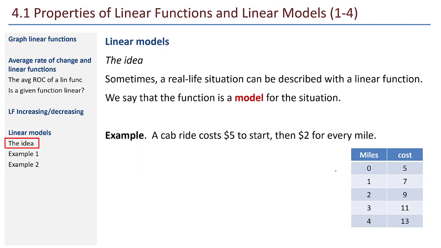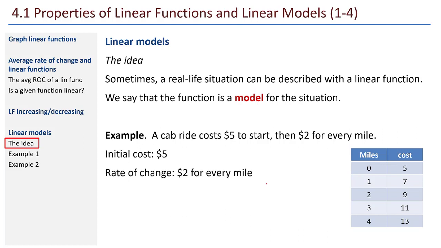Drawing out a quick chart might look something like this. Traveling 0 miles will cost me $5, but then after 1 mile, the total cost is 7. After 2 miles, the cost is 9. After 3 miles, the cost is 11, and so on. The initial cost is $5.